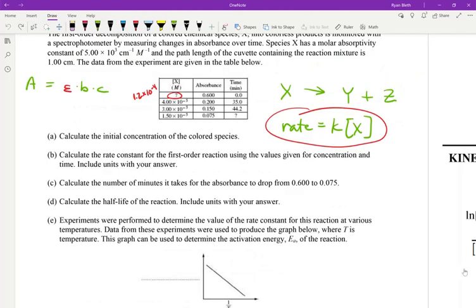All right, let's take a look at letter B on this problem and see if we can calculate the rate constant for the first order reaction using the values given for concentration and time. First of all, we know it's a first order reaction. They said it again there. It was also in the opening prompt.